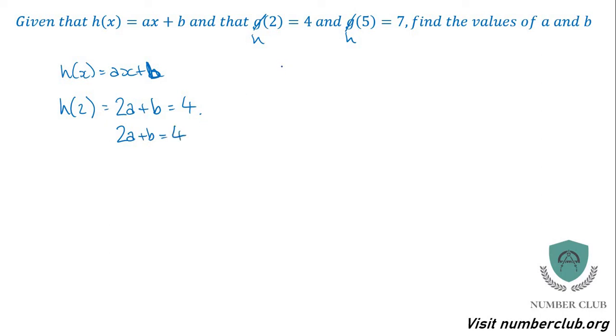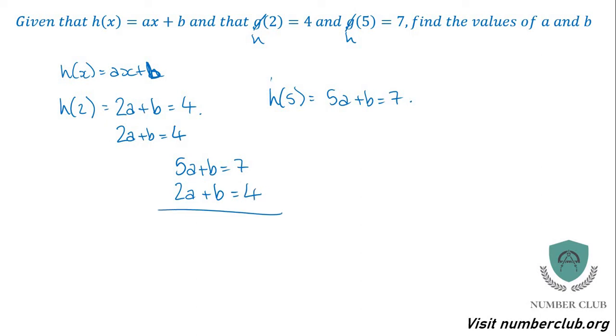Let's do a similar thing over here. We've got h of 5. Well, h of 5 is going to equal 5a plus b, which is equal to 7. And so now we know that 5a plus b is equal to 7. And we also know that 2a plus b is equal to 4. Now this is a pair of simultaneous equations. You should recognise simultaneous equations. You might already have done them.